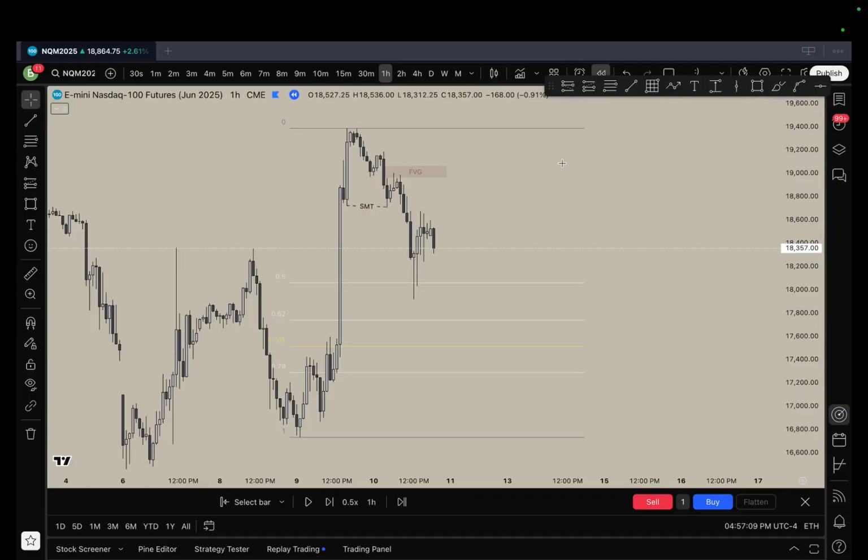With a neutral bias, how much structure do you want to see before taking a trade in either direction?